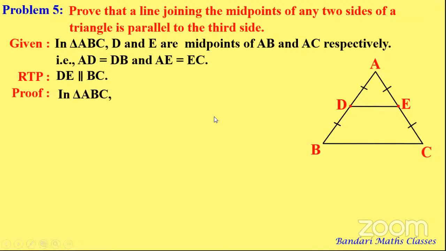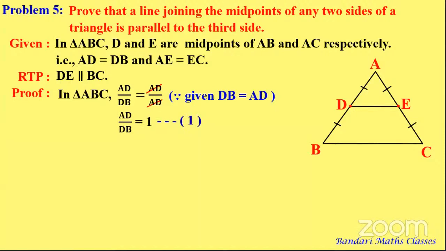In triangle ABC, I am going to calculate AD by DB. I don't want to write the ratios, only calculate the value. So this is AD by DB. In place of DB, I write AD, because these two are equal in the given data. So AD by AD should be 1. AD by DB is equal to 1. Same as in the previous question, same step we did.